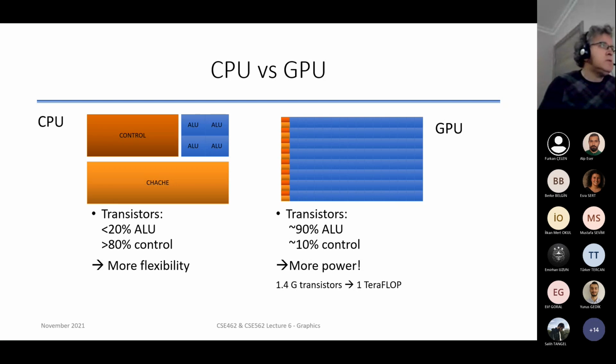Okay, when we look at the CPU versus GPU, you see that you have some sort of control and caching mechanisms and some ALU, which is a smaller part of the CPU. Only about 20% of the transistors will be for ALU. On the other hand, for a GPU, control is a smaller part, and the pipeline part of the GPU is actually all about ALUs.